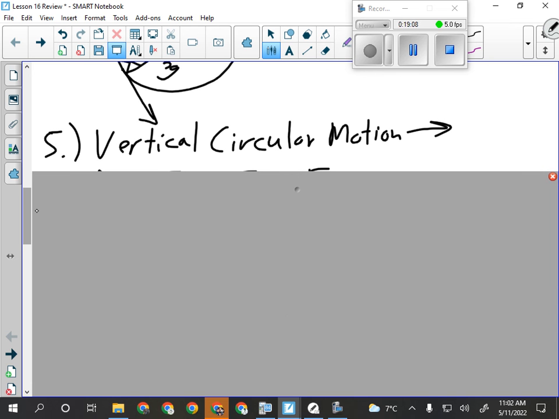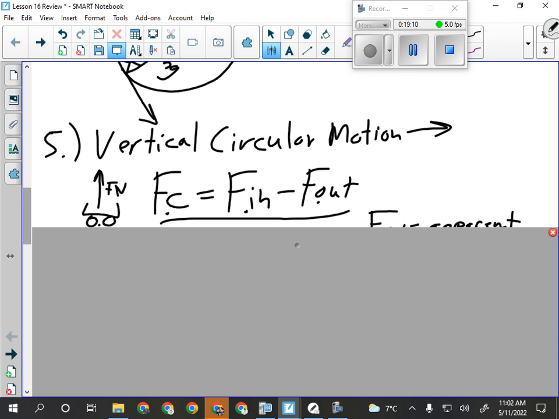So then we have vertical circular motion. In vertical circular motion, obviously this is the most important thing: regardless of which of the three positions we talked about is being questioned, that rule applies. Centripetal force is equal to the forces in minus the forces out. So we dealt with three positions.